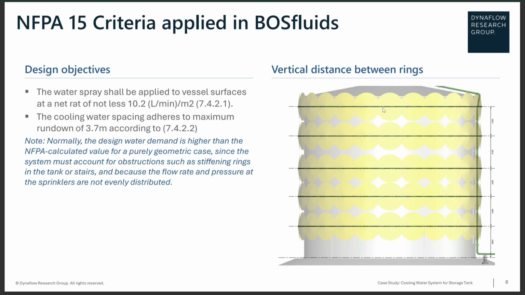So we will use the NFPA 15 criteria for this example, and the most important articles of this code are the minimum flux that we need on the surface, which is 10.2 liters per minute per square meter, and also the maximum distance of the sprinklers, which is 3.7 meters. Obviously you will see here that there are distances smaller than 3.7, and that's simply because in reality there are obstructions like stiffening rings or stairs, and because of these construction details, we have to change our distances, and we always use shorter distances than 3.7.